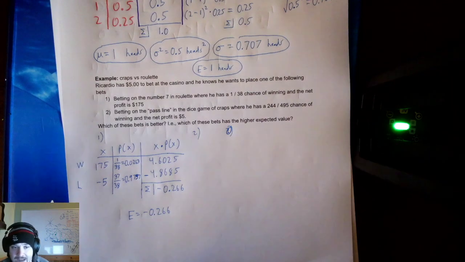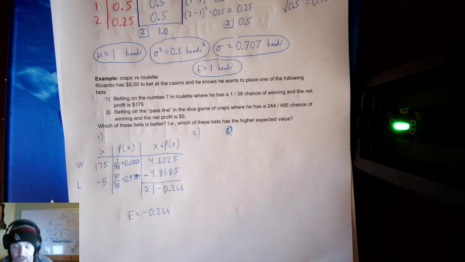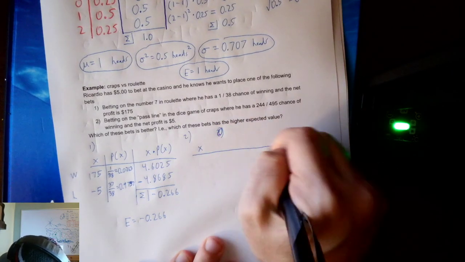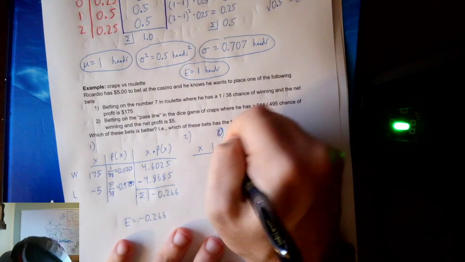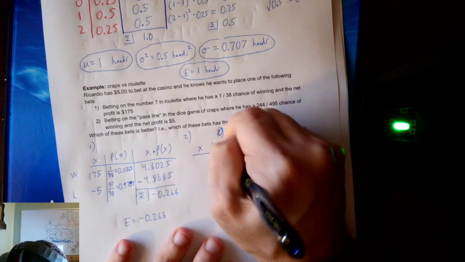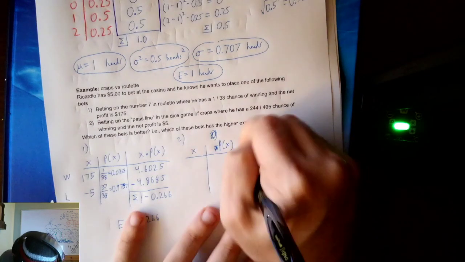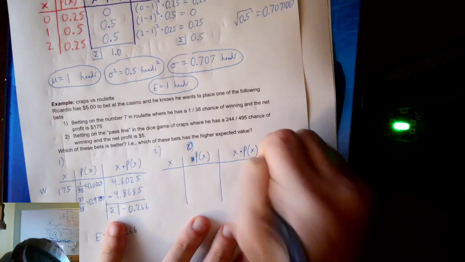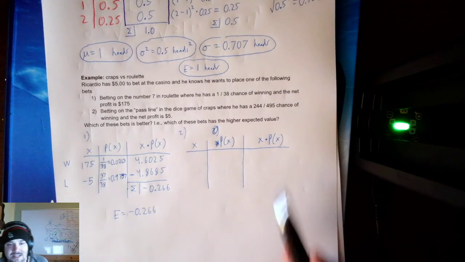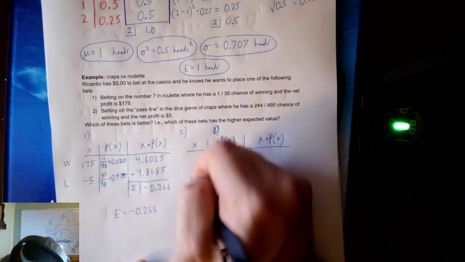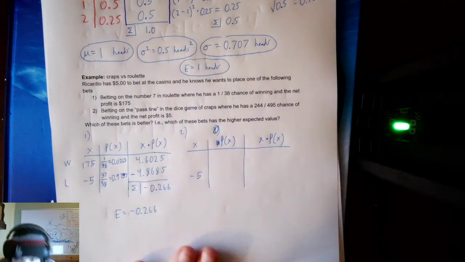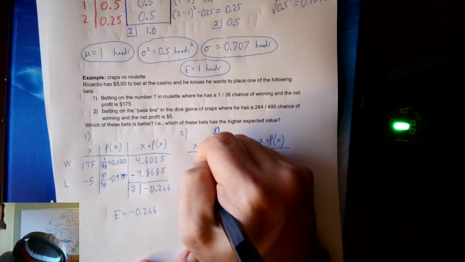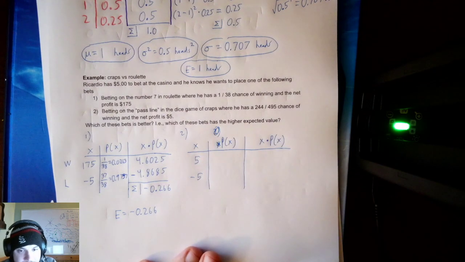What about in craps? That was for roulette, right? Now, craps, I'm going to do the same thing. I'm going to do X, and I'm going to do P of X. And then I'm going to do X times P of X. The same thing, right? I'm trying to get the expected value. Here, if he loses, he loses $5 still, right? But if he wins, he only wins $5 here. He only wins $5 when he wins, right?